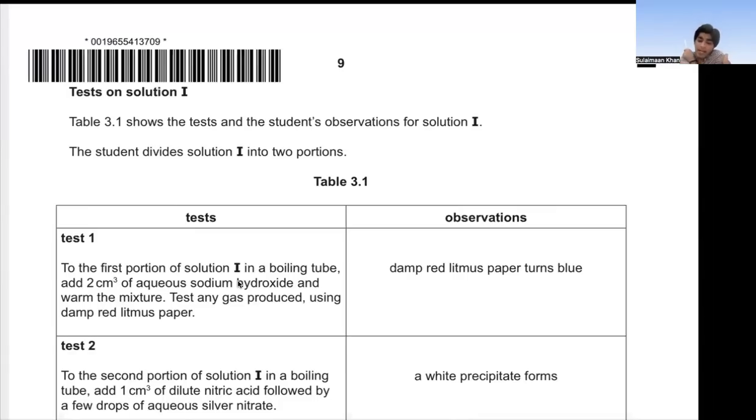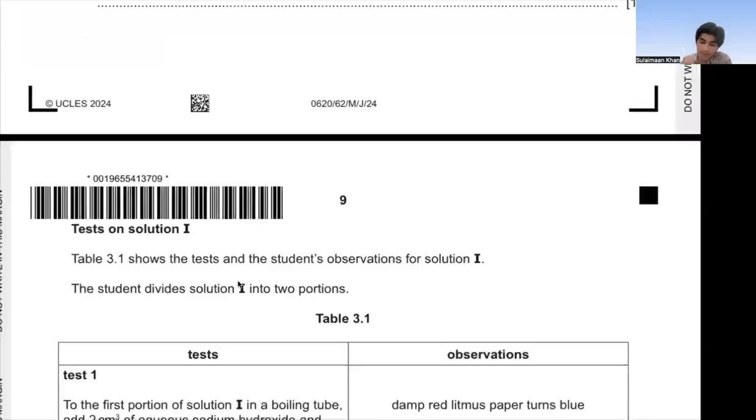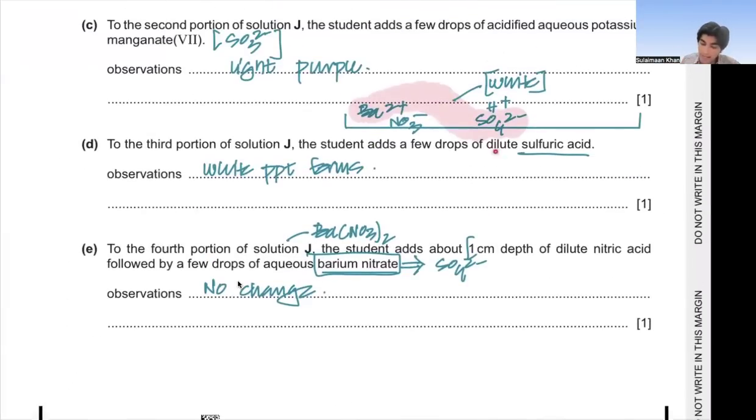If dilute sulfuric acid was in excess above, and he used the same thing right here, instead of using a separate portion of solution J, and if he says he added barium nitrate to the resultant solution from part D, then you would have said so. So it's all about mixing things.